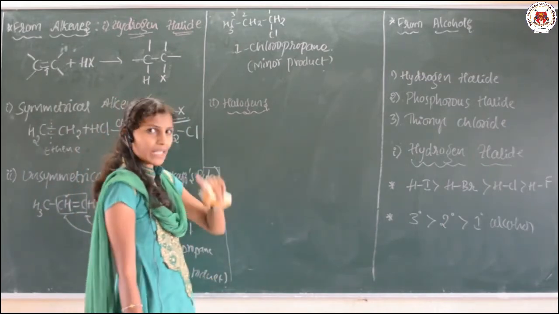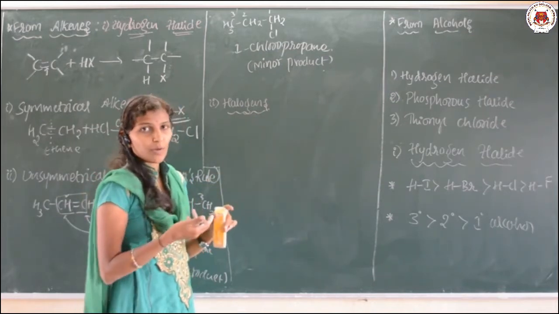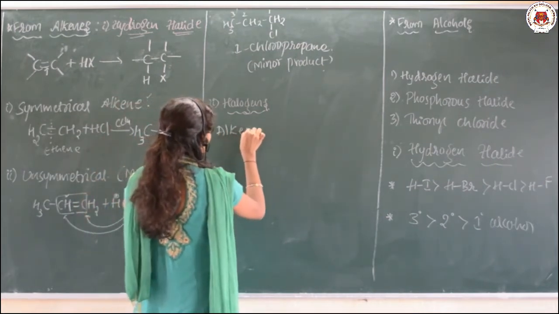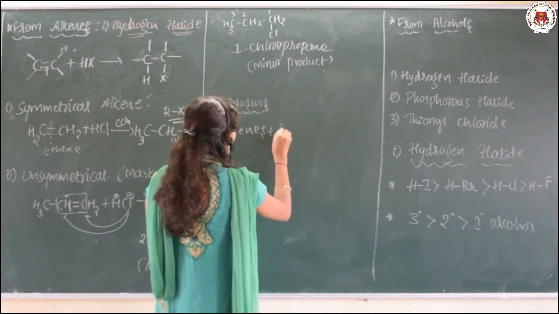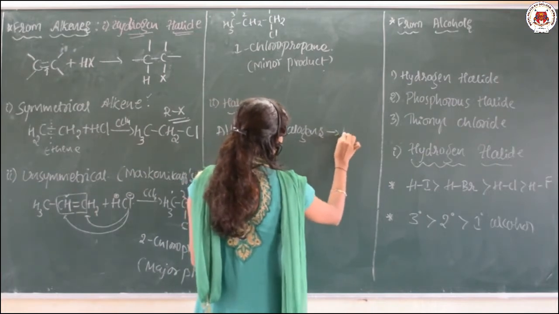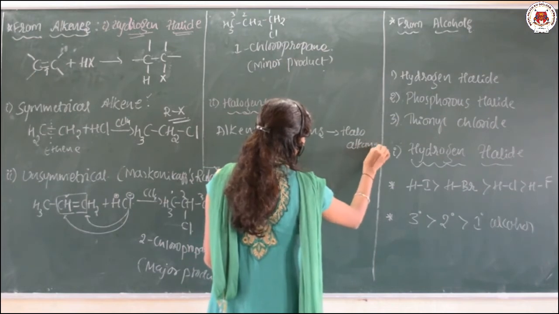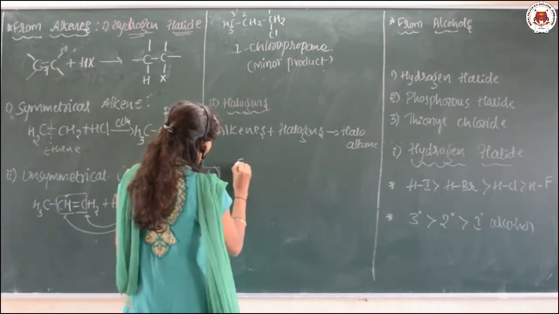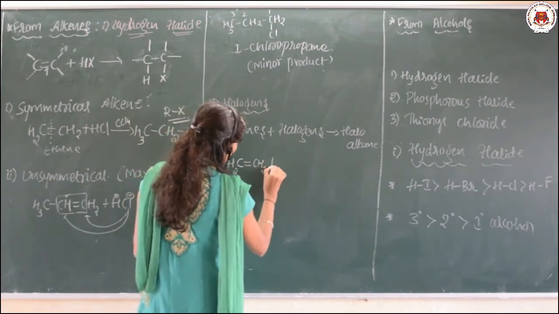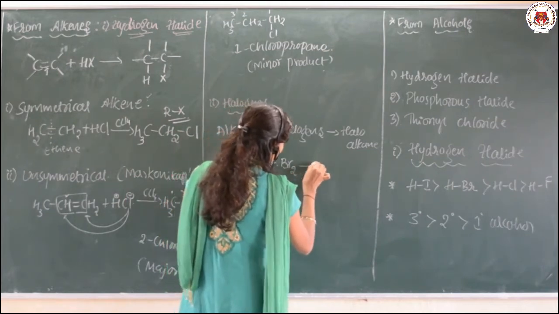Next, one more thing: by taking the alkene, that is the combination of the alkene with halogen, we can also prepare haloalkanes. So here, alkenes are treated with halogens, and we are going to get the haloalkane. Let me tell you one example. Let us take the alkene ethene, and here I am taking the halogen as bromine.